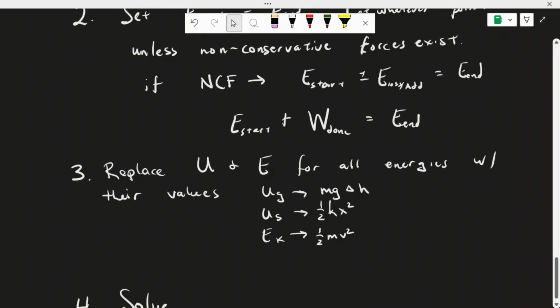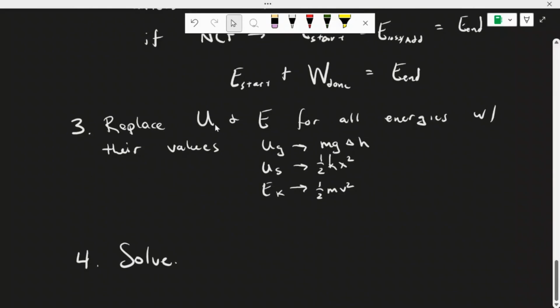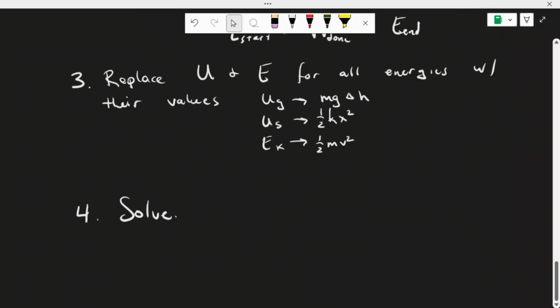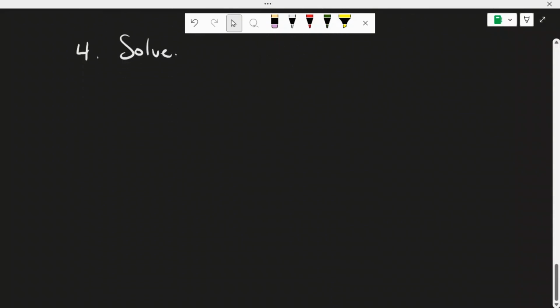So any work that is done by a force such as gravity or whatever, we'll be able to give that work back later. Then we replace the energy, the EK and U and all that stuff, with their correct equations. So UG is mg delta H, US is 1/2 kx squared, and EK is 1/2 mv squared. Then we solve for whatever value we need.